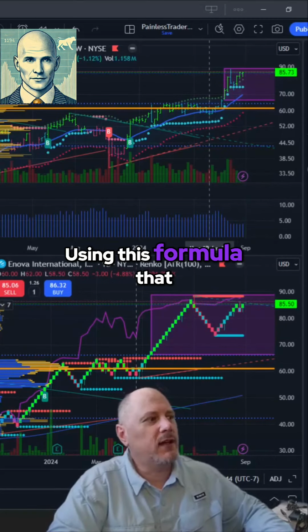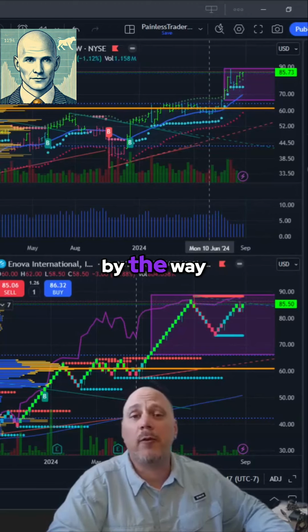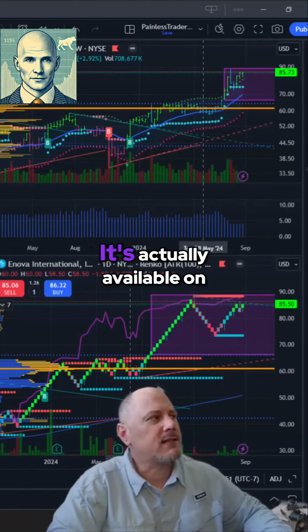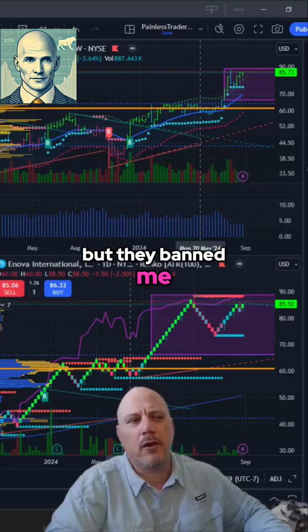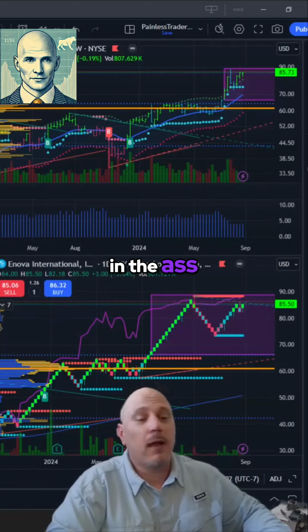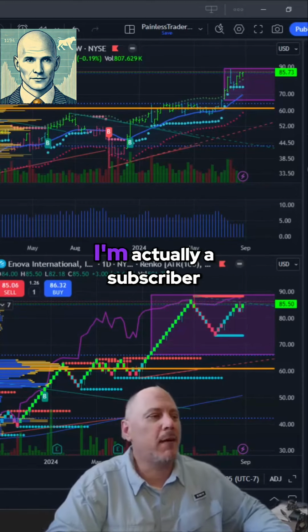Using this formula that I wrote, which by the way, I'll share with you if you ask. It's actually available on TradingView, but they banned me. So, I mean, TradingView is a pain in the ass. I love their software though. I still use it. I'm actually a subscriber.